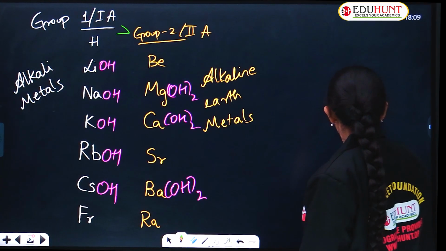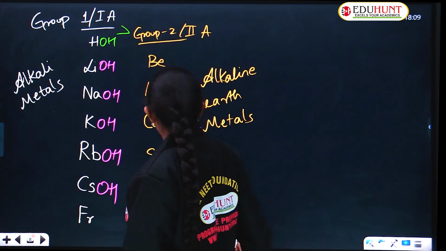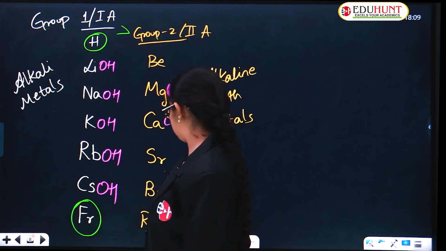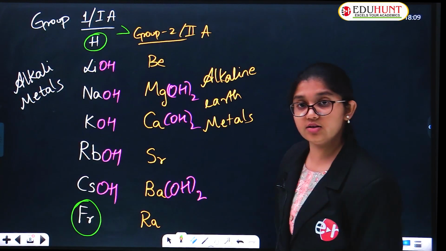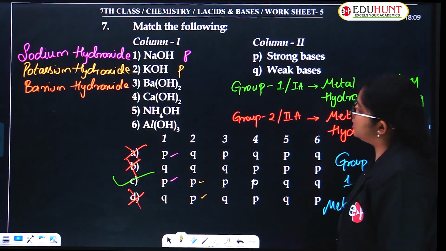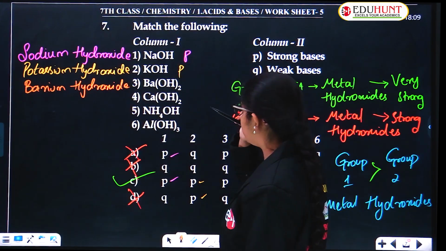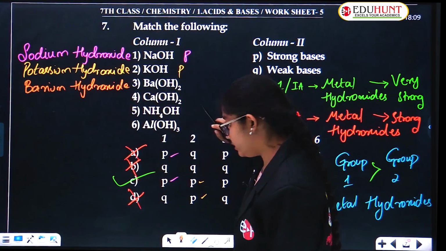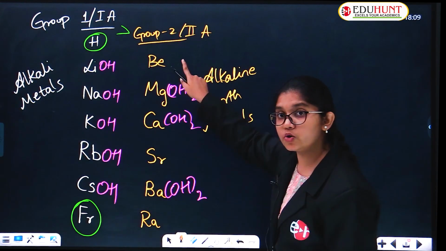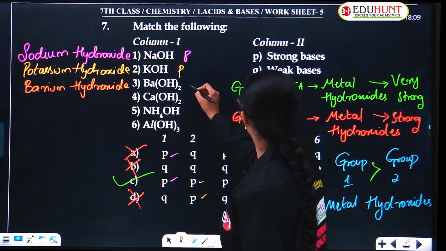But in the previous list, children, I didn't write OH for hydrogen, you know why? Because H is not a metal, H is a non-metal, and I didn't write a few things that you will learn in the periodic classification topic. So in this case, we have to remember barium comes under group 2, which has a strong base. It is a strong metal hydroxide, so a strong base.